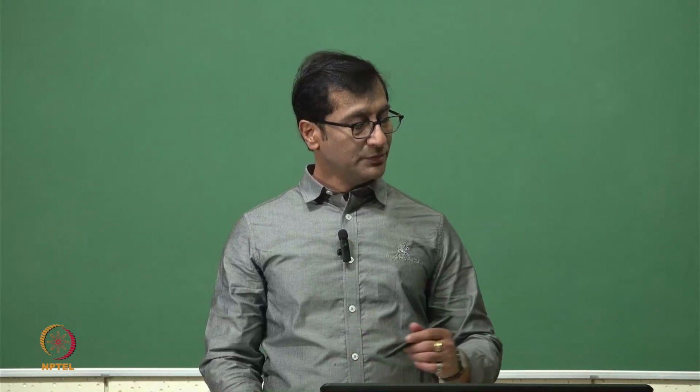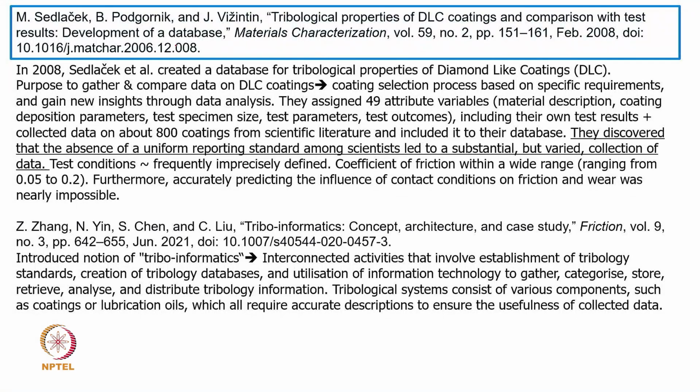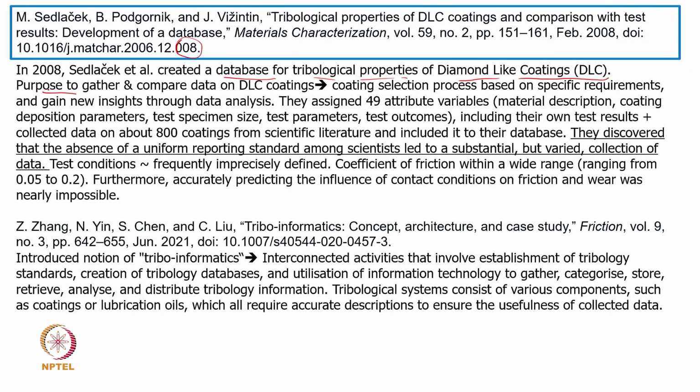Let's take another example. There is another paper published in 2008. What they did was develop a database of tribological properties for DLC. In my previous lectures, maybe lectures 14 and 15, I mentioned DLC, and I said DLC is not one coating, it has several coatings. The purpose of this paper was to gather and compare data on DLC coatings only, then go ahead with coating selection based on requirements, and gain new insight through data analysis.